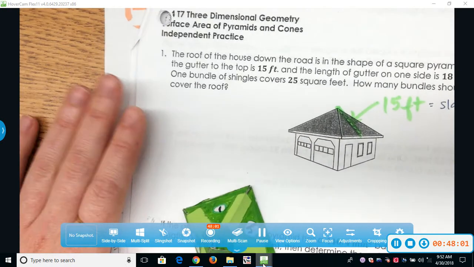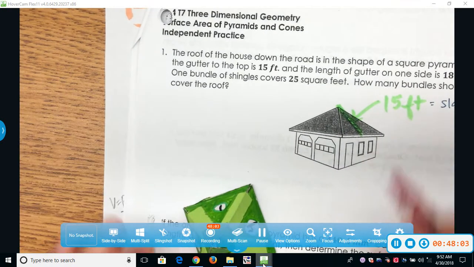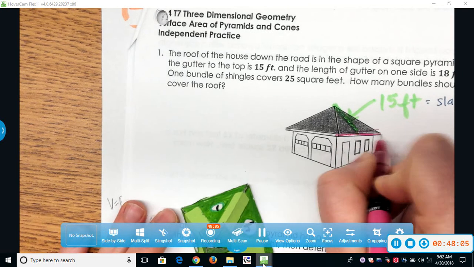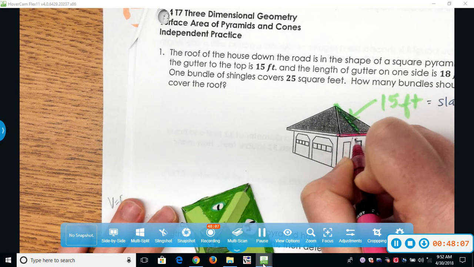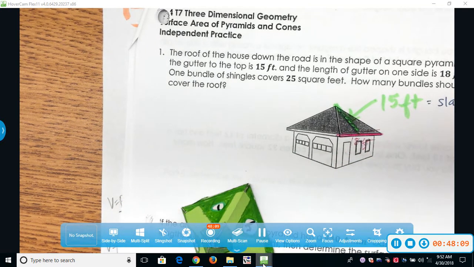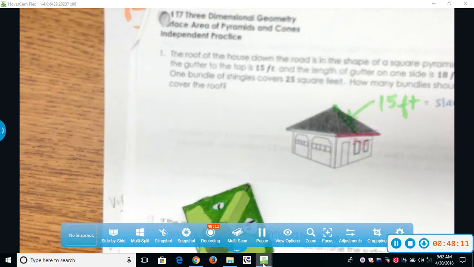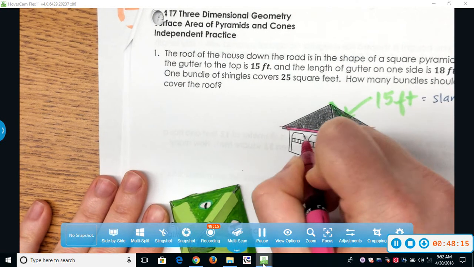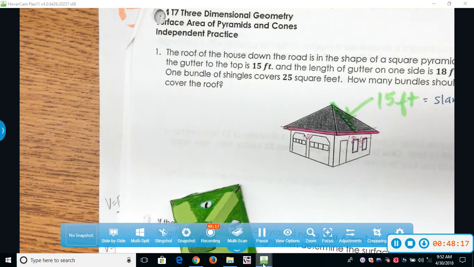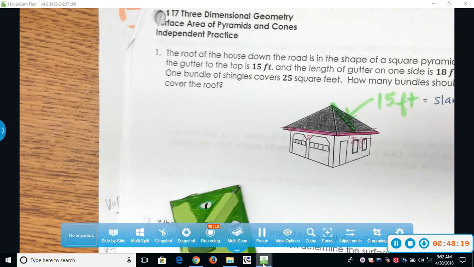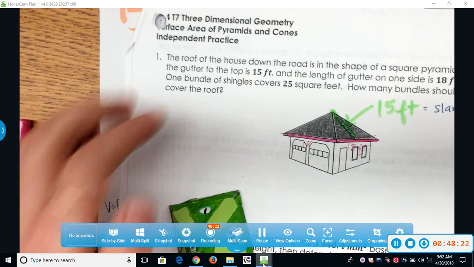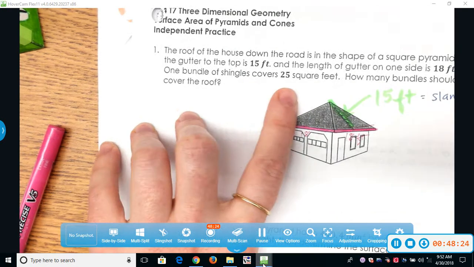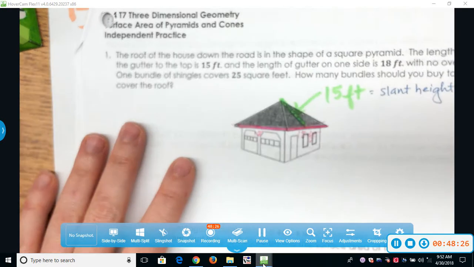They also tell you the length of the gutter. On one side, what I'm drawing pink, is 18 feet. And it's a square pyramid, so I can extrapolate that this is also 18. And it tells me 1 bundle of shingles covers 25 square feet. How many bundles should you buy?